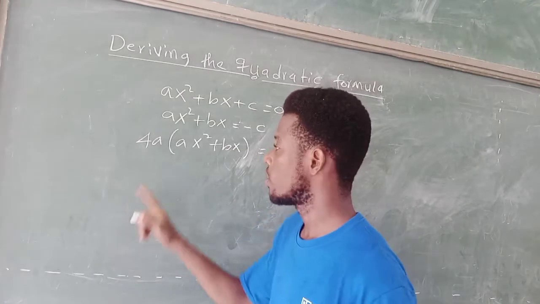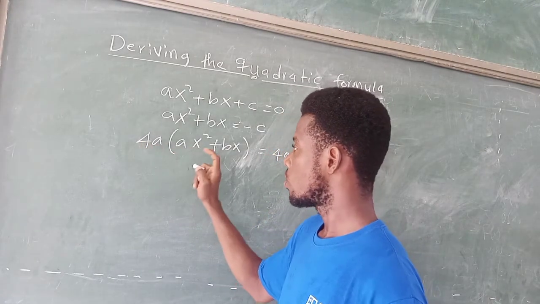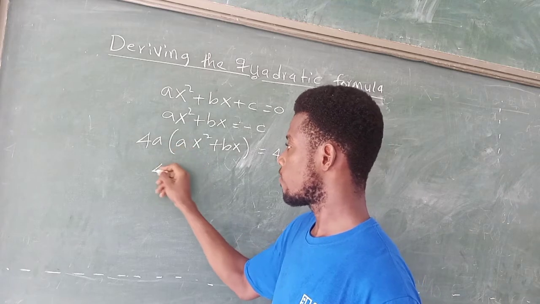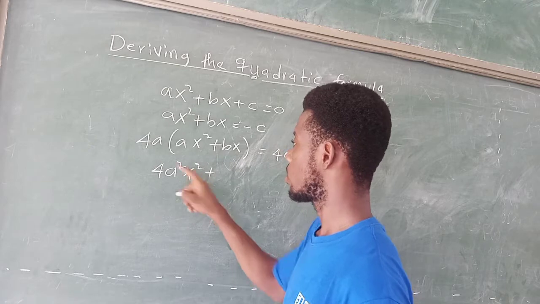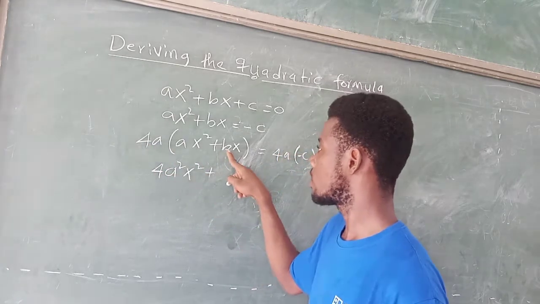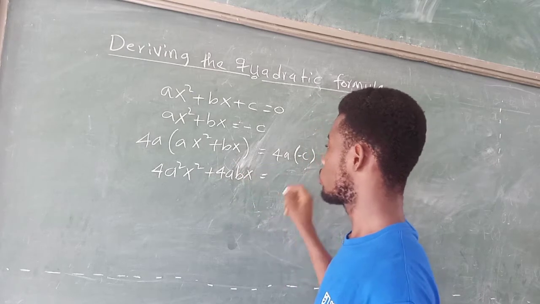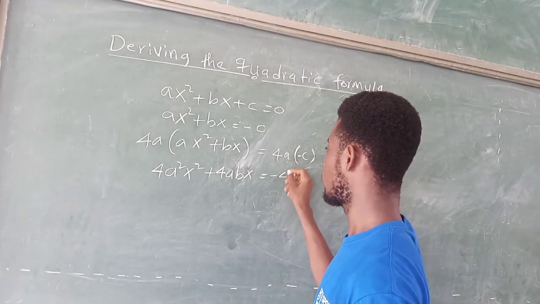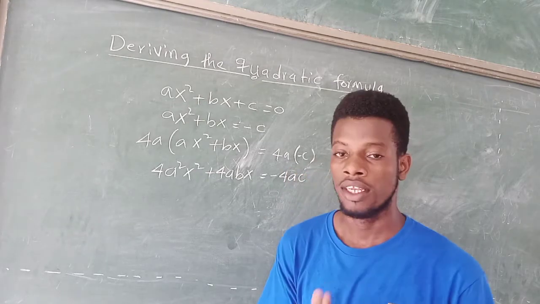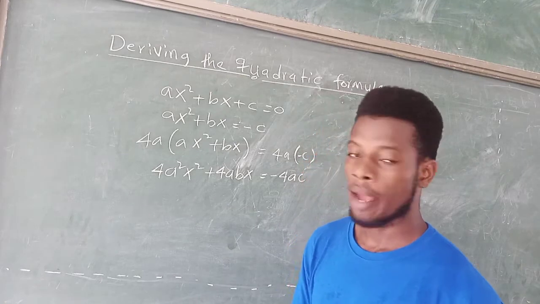So let's see what happens. 4a times ax squared: 4a times a is 4a squared, and then you have the x squared plus 4a times bx is 4abx. Everything should be equal to 4a times negative c, which is negative 4ac. That's what we have when we multiply each side by 4a.